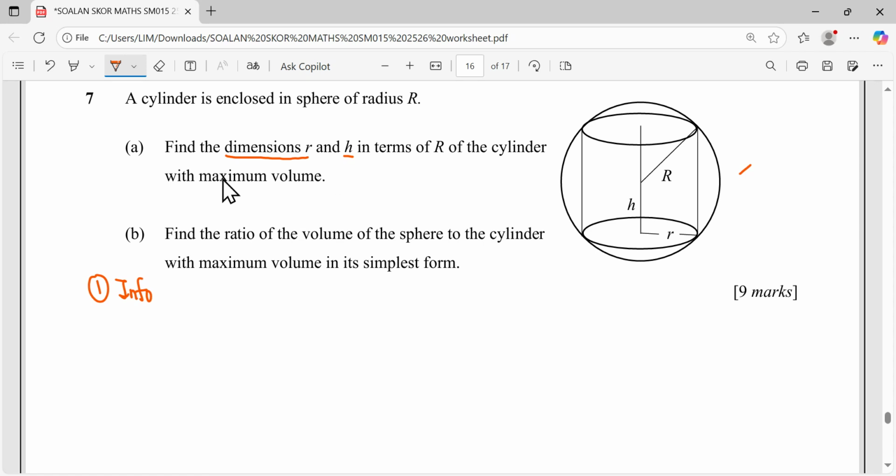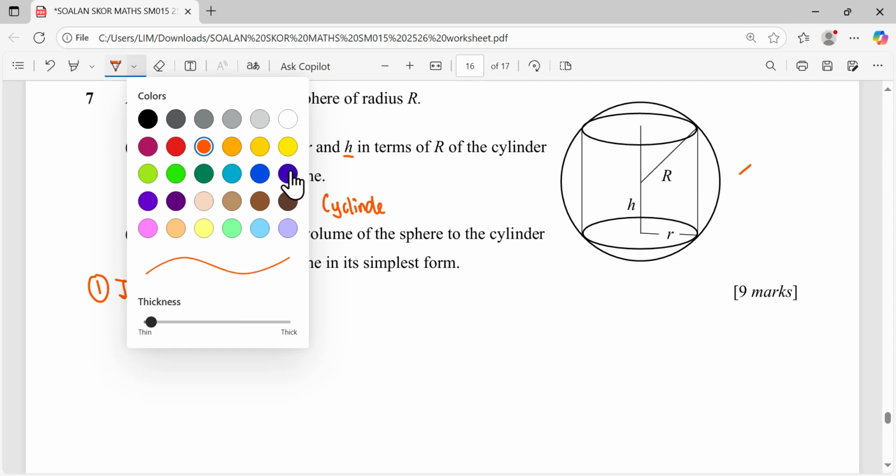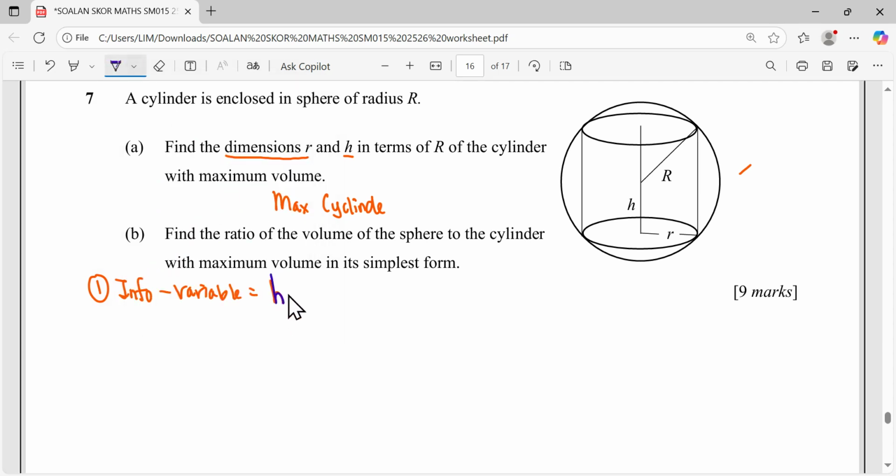For the cylinder with maximum volume, you want to maximize the cylinder. Therefore, in your information, your variables will be the measurements of your cylinder. h is the height of the cylinder, and r will be the radius of your cylinder.